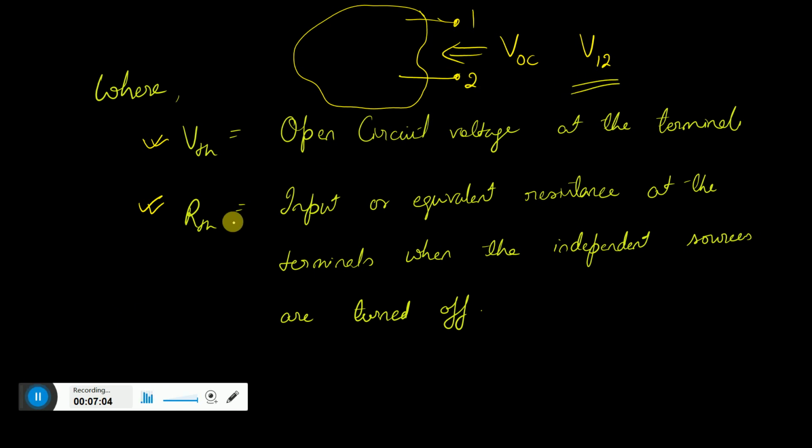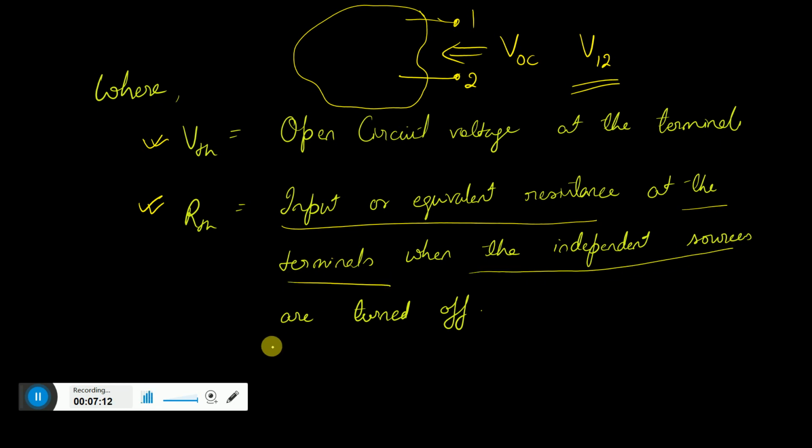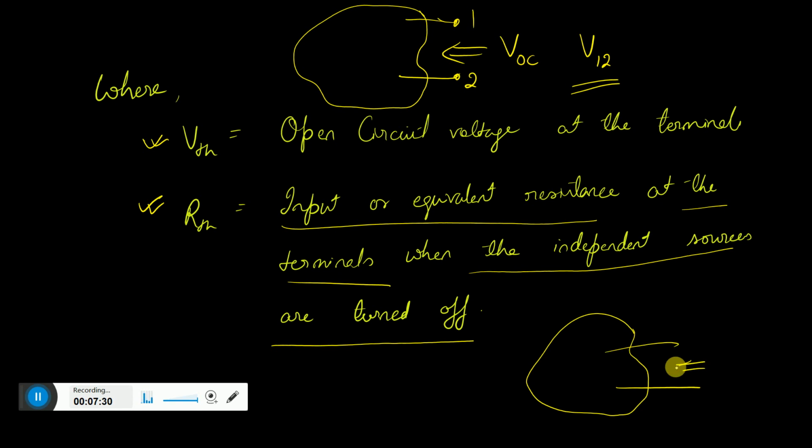And RTH is the input or equivalent resistance at the terminals when the independent sources are turned off. That means there is a procedure to calculate RTH that we will be looking at here. So the independent sources are turned off. That means you have to find the equivalent resistance of this network that you see, looking from the load end. So there you have to find the RTH, and there is a condition.